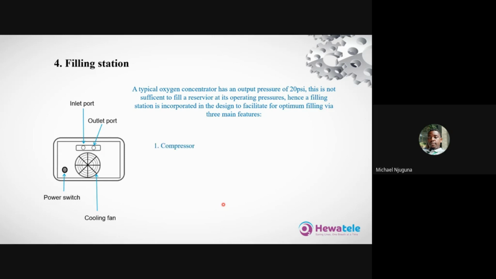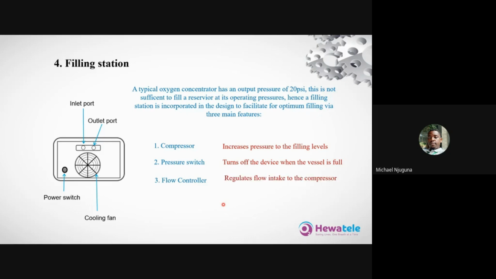The first feature, because we are talking of pressure, is a compressor inside the system. Why do we need a compressor? To increase pressure, of course, to the filling levels. Number two, we have a pressure switch, which is specific to this brand. The pressure switch turns off the device once the vessel is full. Number three, we have a flow controller, which regulates flow intake to the compressor, so that the compressor will not suck in a vacuum. There has to be a flow control to make sure that does not happen.